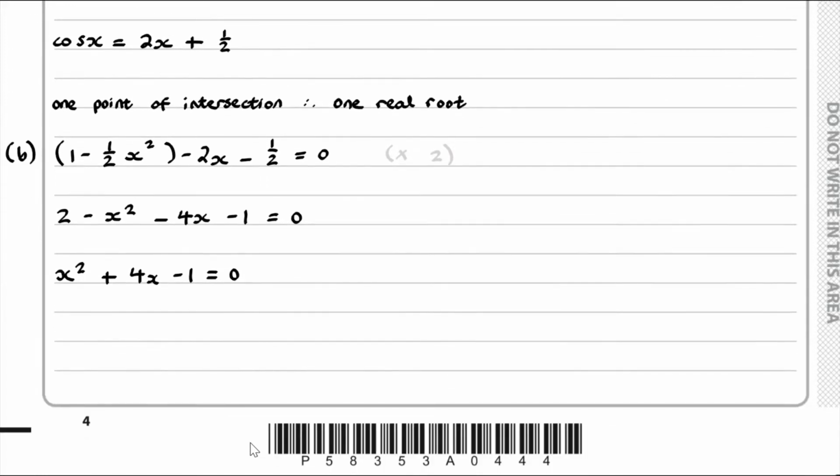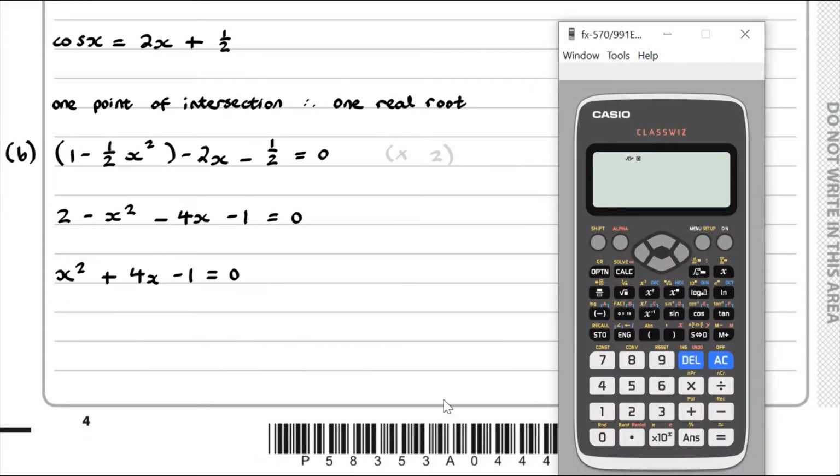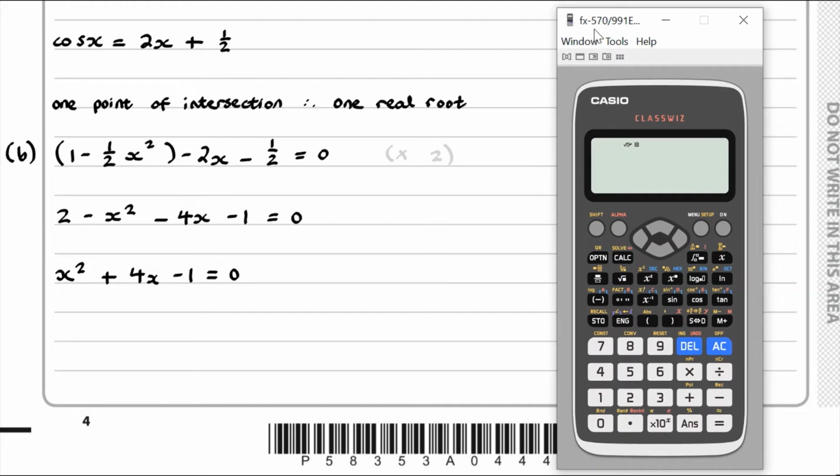And if we tidy this up a bit, we have x squared plus 4x minus 1 equals 0. And if we solve this equation, of course we can use our calculator. So go to the menu, equation/function option. We have a polynomial of degree 2. The coefficients are 1, 4, minus 1. You'd find we have a root of x equaling 0.236, etc.